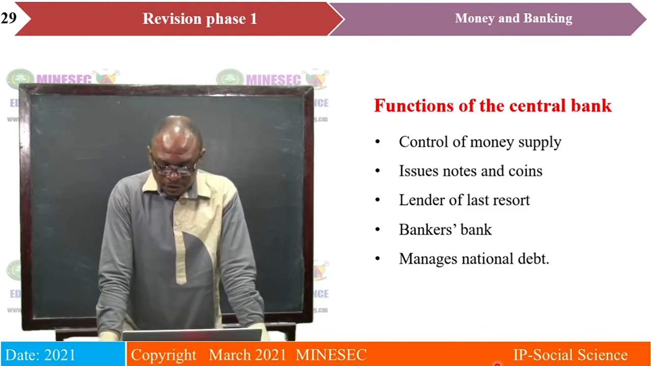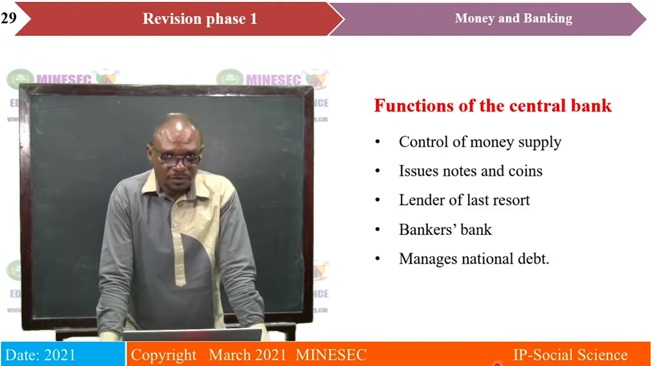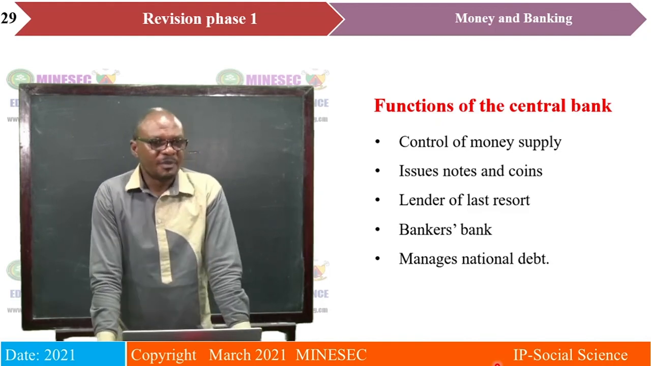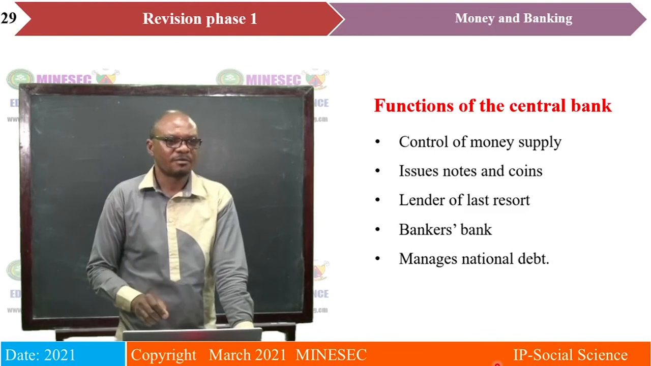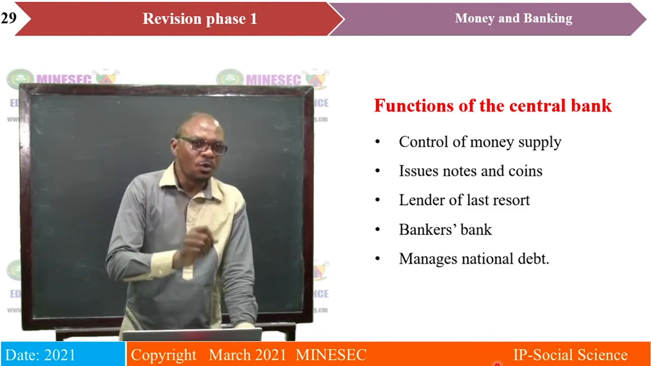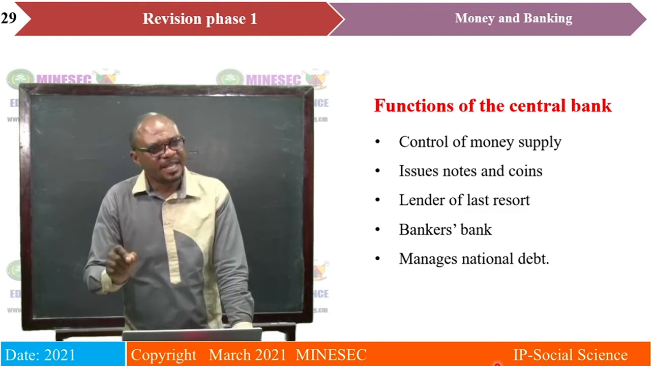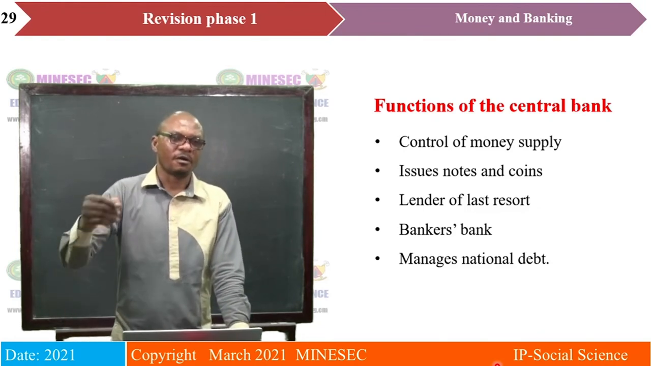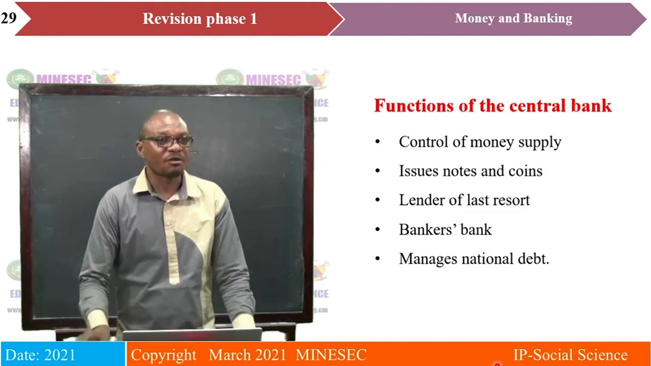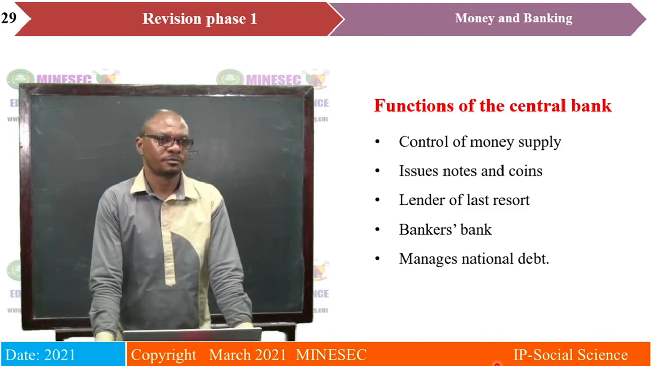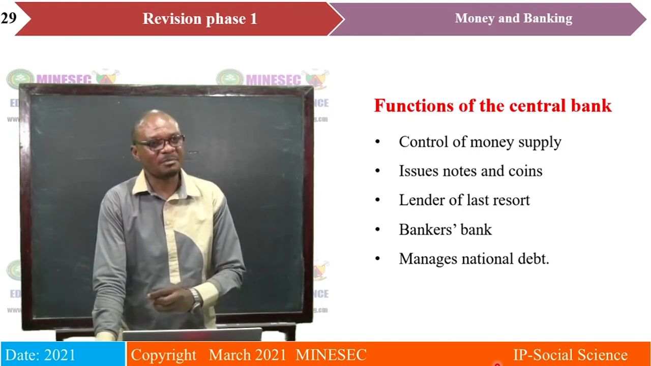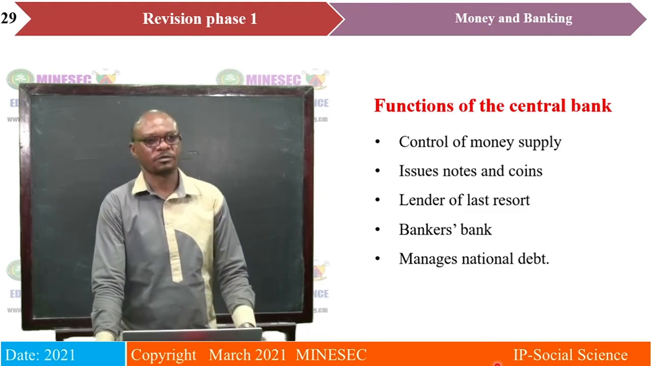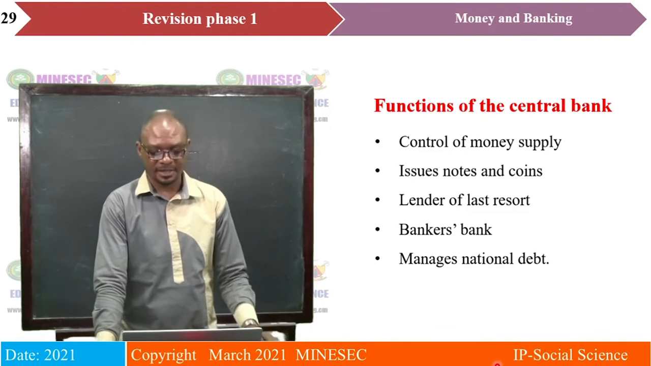Thirdly, the central bank functions as a lender of last resort. This means that it is the responsibility of the central bank to grant loans to commercial banks in the event where they are unable to meet up with the obligation of paying back or meeting the demand of customers who come to withdraw money from their account. That is the lender of last resort. So if commercial banks are in difficulty, then they will always turn to the central bank as a last resort for loans. And so it's a function of the central bank to grant that loan.